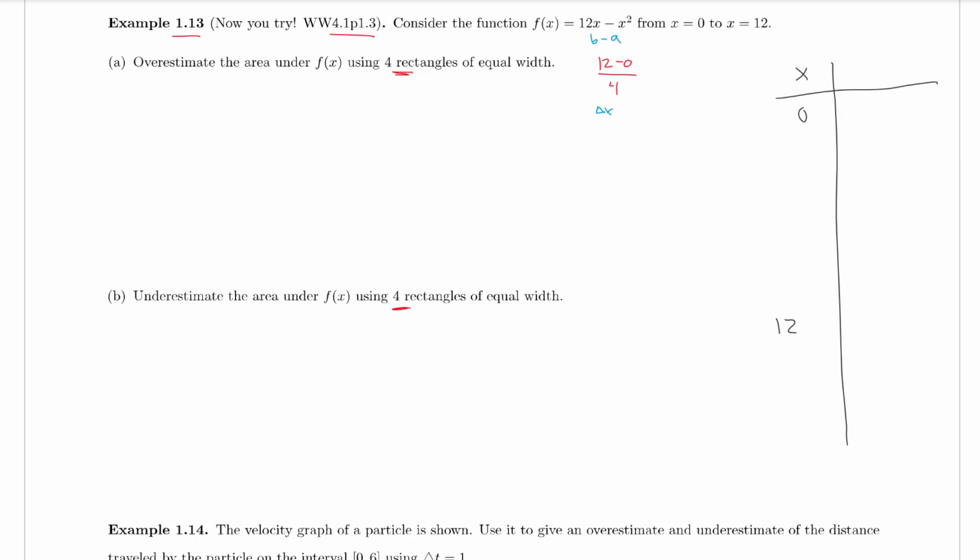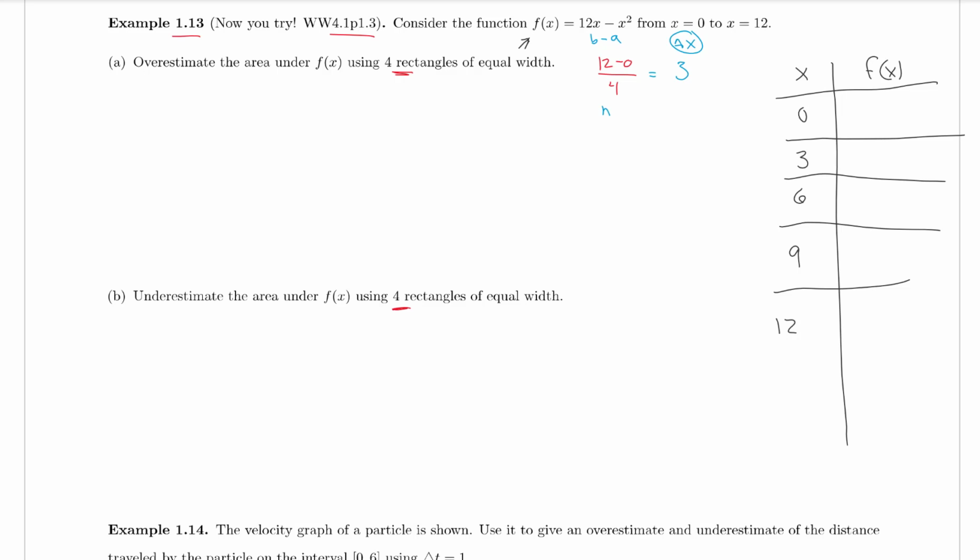divided by n, because we have 4 rectangles. What we get here is that 3 is equal to our delta x. So each of our x values should be 3 apart, so we're going to need x values at 3, at 6, at 9, and at 12. And then what we want to do is plug in each of these x values into our function up here, f of x.